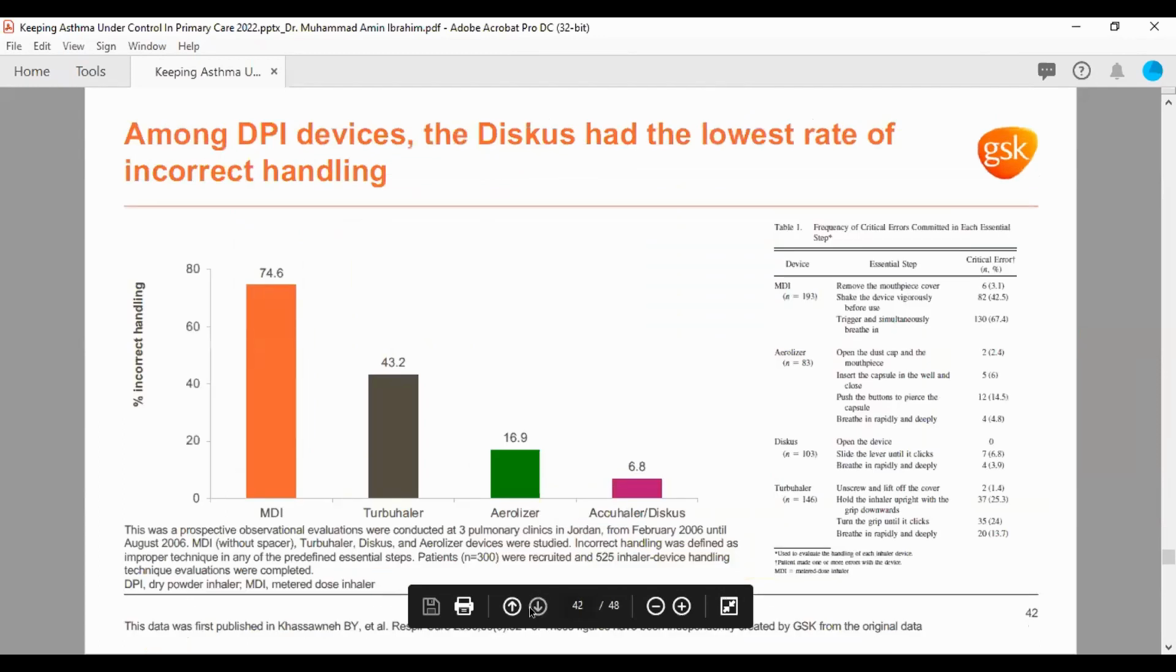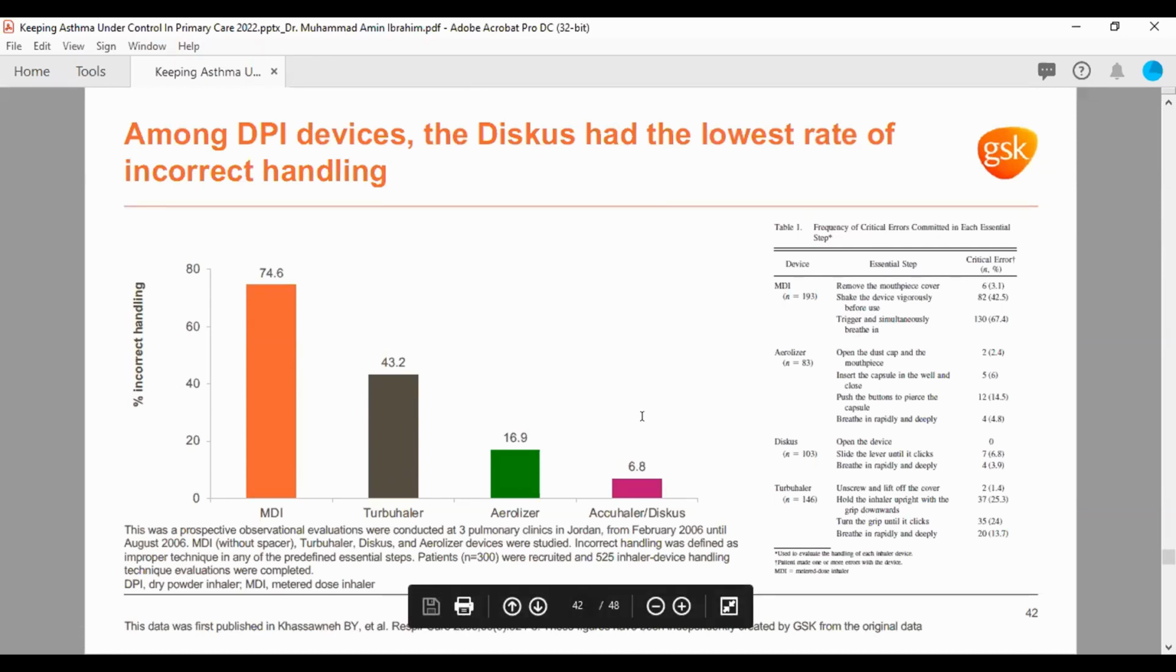Okay, among the inhaler, the highest percentage or the commonest inhalers that have error is MDI, followed by turbohaler, nebulizer, and the least device that can cause critical error is HUiTM. The reason for MDI to cause a lot of incorrect technique is, you can see over here, the higher percentage trigger and simultaneously breathing. Coordination between activating the inhaler and breathing. That is the commonest error when patient using MDI.